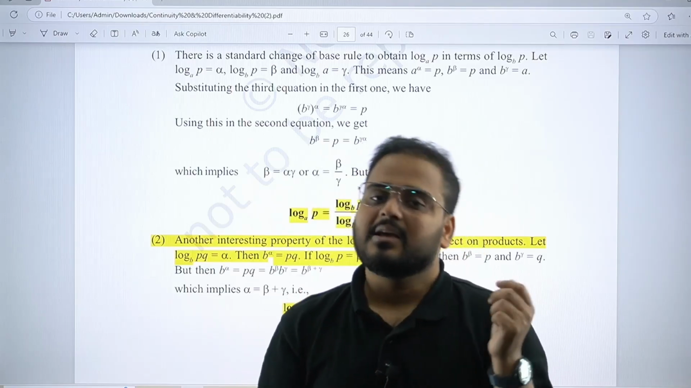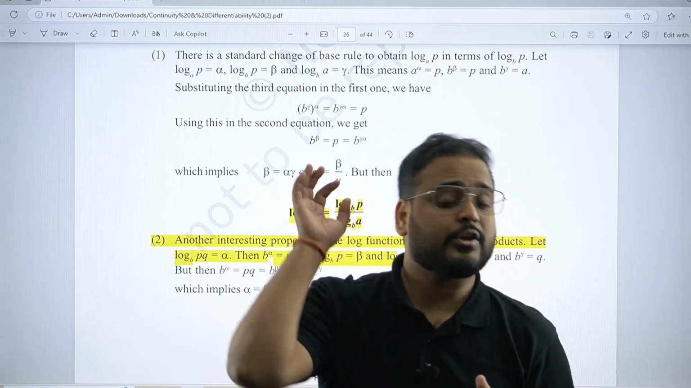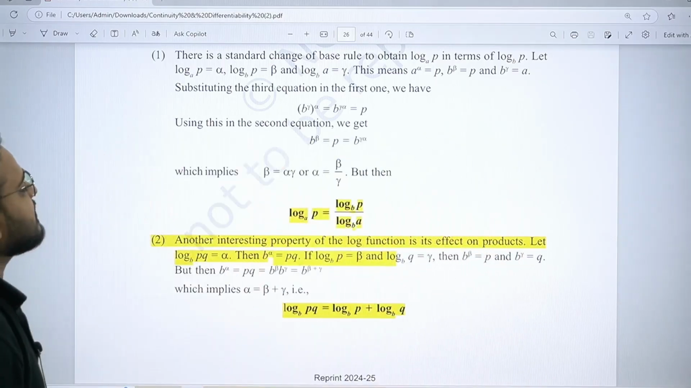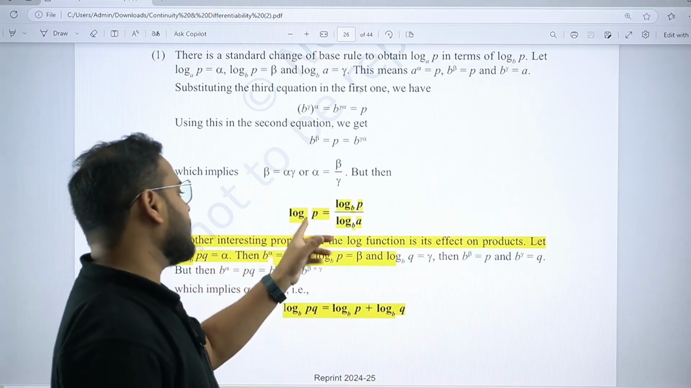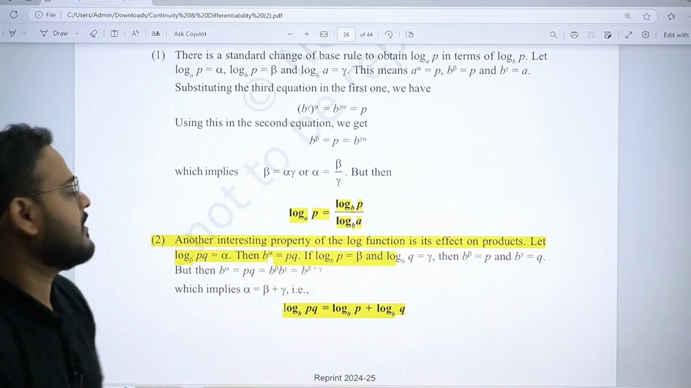Again, it will be an implicit function only, but first you have to apply log to it to get the use of the property, and then differentiate it later. Okay, so that's why I've mentioned the log properties over here. Please go ahead, check it out. Log p with the base a becomes log p with the base b over log a with the base b.